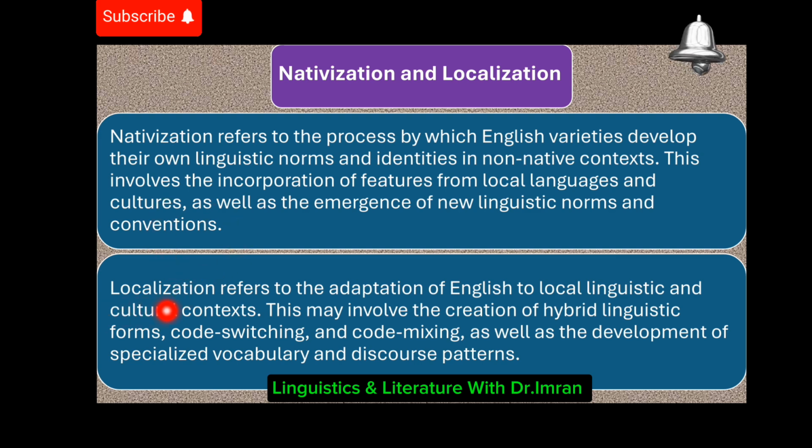And then we have localization, which refers to the adaptation of English to local linguistic and cultural context. This may involve the creation of hybrid linguistic forms, code switching and code mixing, as well as the development of specialized vocabulary and discourse pattern. So we nativize English first, and then we localize English. How is it nativized? Because it becomes nativized in non-native context.